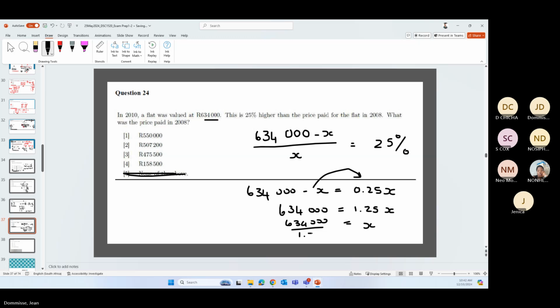1.25, so sorry, not 125. So 634,000 divided by 1.25 gives us an x of 507,200. Okay, so that is what the flat was at the beginning. It increased to that, so it increased by 25%.